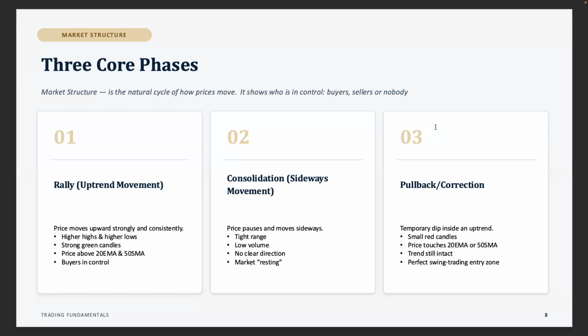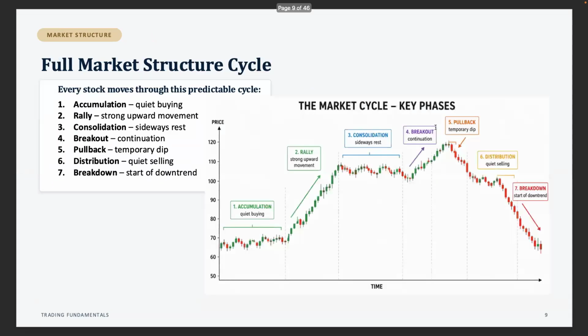So anytime you are looking at any chart or you are talking to other traders or other investors, you want to be able to state whether the particular stock is in rally, is in consolidation, or is experiencing pullback or correction. But when we look at the entire cycle, we can break the full market cycle, or the market structure, into 7 cycles.